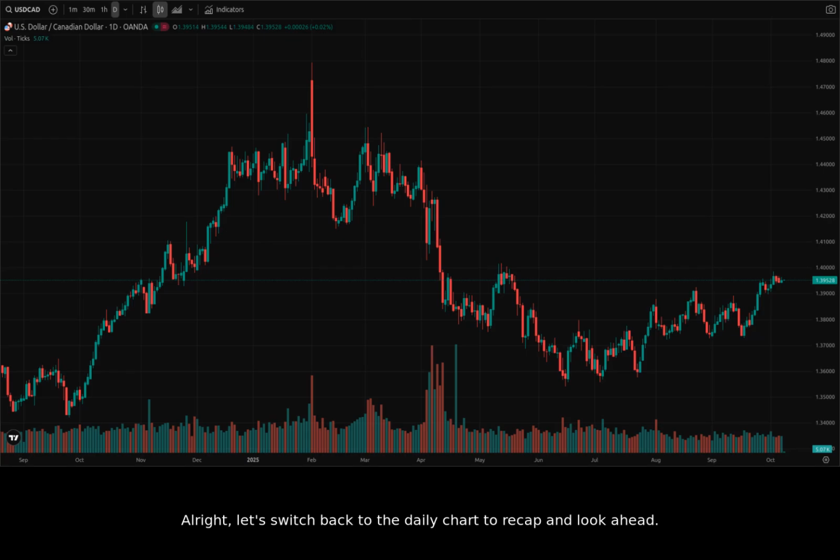Alright, let's switch back to the daily chart to recap and look ahead. The key price levels to watch are critical right now. Major resistance is at the 1.3950 to 1.3970 zone, followed by the major psychological barrier at 1.4000. Key support lies at the 1.3900 level, with the more significant floor at the former resistance of 1.3862.